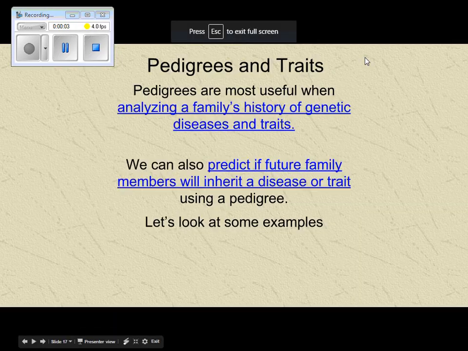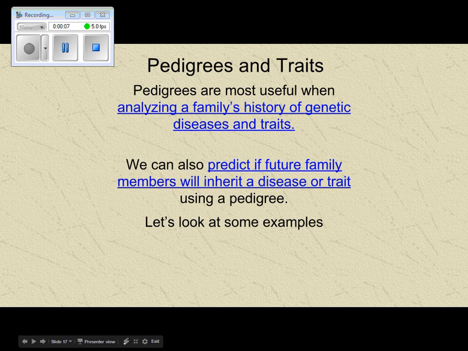All right, you will need to get the notes out from class yesterday. Yesterday in class, we completed the whole front paper of the guided notes for pedigrees. If you turn it over and look at the back, you will see we're going to do the second page today. On the screen, it says pedigrees and traits.